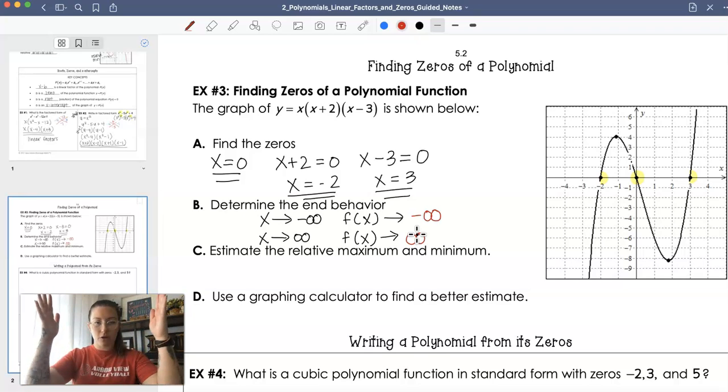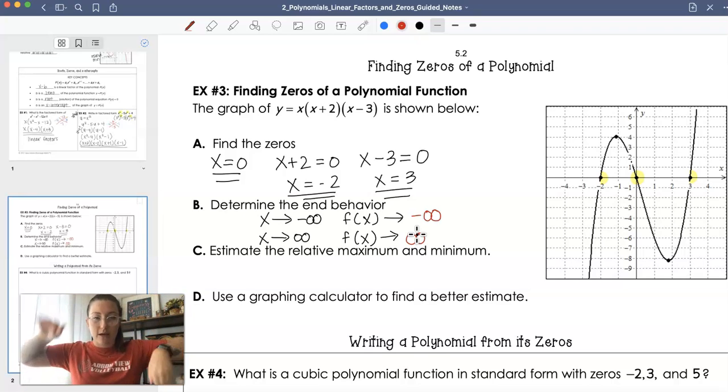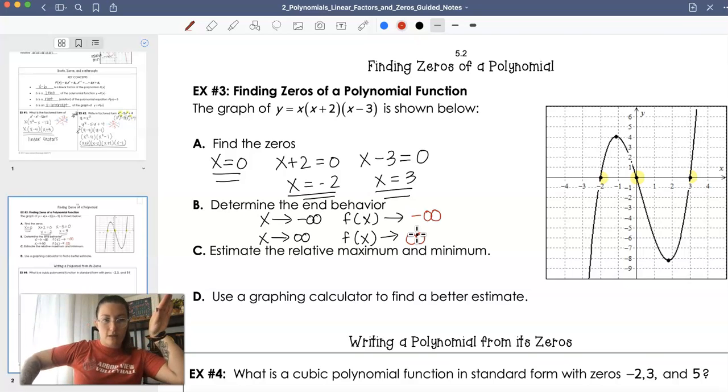You have four different case scenarios on end behavior. They could both go up. They could both go down. They could go this way or this way. So we'll always have four different combinations. Okay, so now we're going to go ahead and estimate that minimum and maximum.